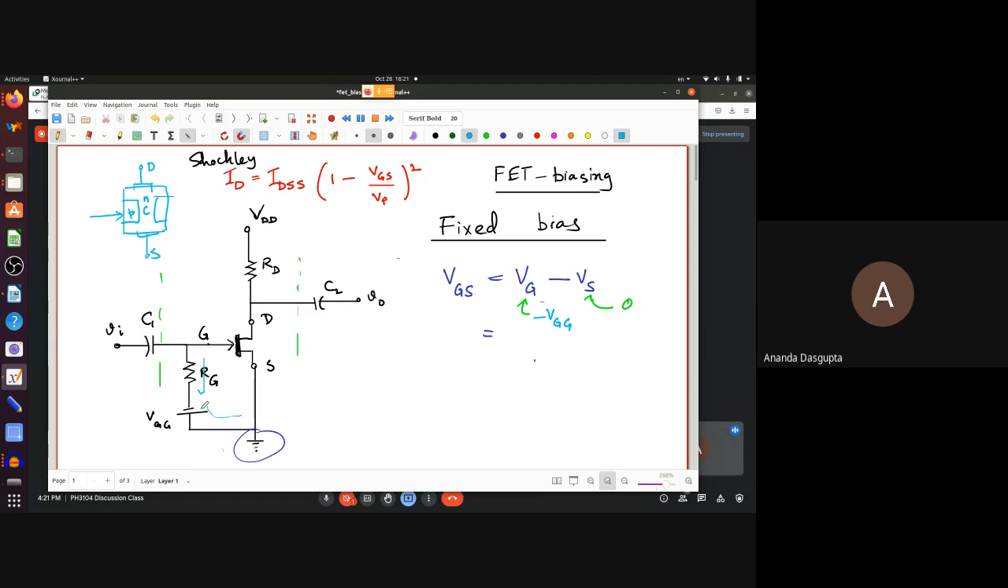You want the gate to be reverse biased, right? Gate has to be negative with respect to the source. So VGS is simply minus VGG. This is the simplest calculation. There's only the battery, nothing else. So now that you know VGS is minus VGG, can you find out ID?